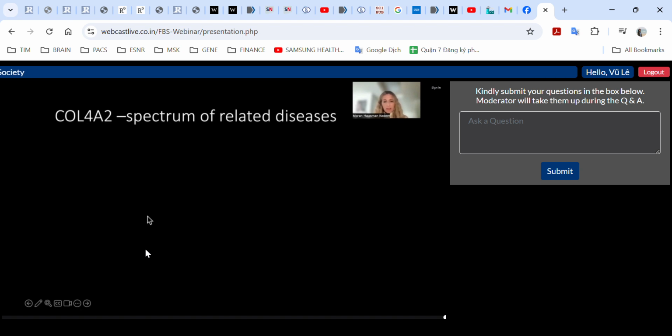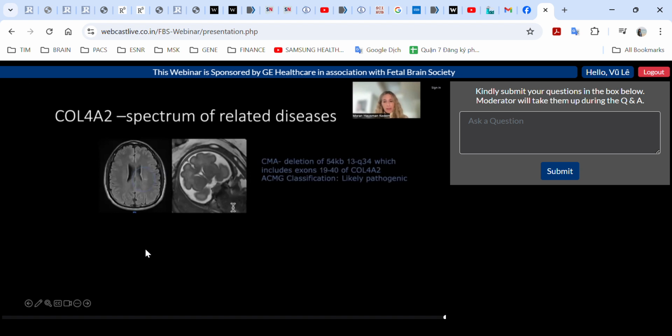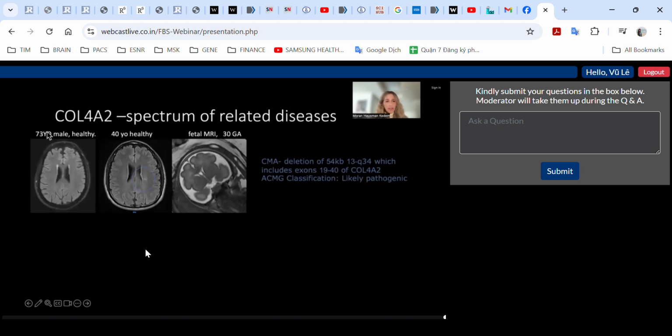And this is a 30 weeks gestation fetus with an incidental finding of a COL4A2 deletion on CMA, and the fetal MRI is completely normal, and this was paternally inherited from, again, a completely healthy dad who has this very tiny hyperintensity lesion here on T2, very close to the ventricles. And this is his father, so the grandfather, again, completely healthy, has those areas of very mild hyperintense lesions surrounding the ventricles, but again, those patients are completely healthy.